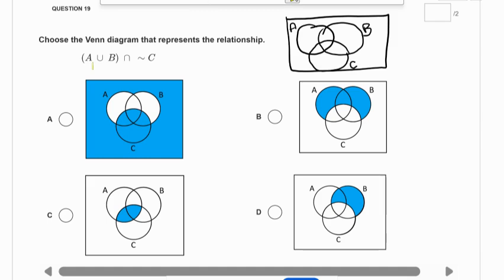So we need to begin by shading all of A, all of B, and y'all, for union, we keep it all. If it got colored, we keep it all. Okay, so we've done that. Now we have to go back in and we have to shade everything that is not in C. So not in C. Look, that's going to be my pink. Not in C. You can't color inside of circle C at all.